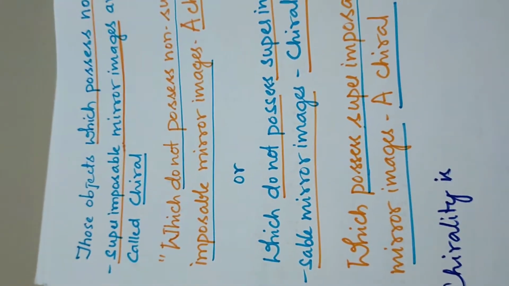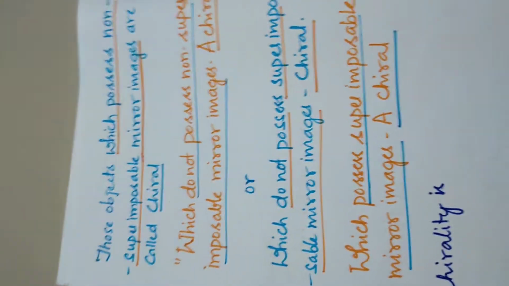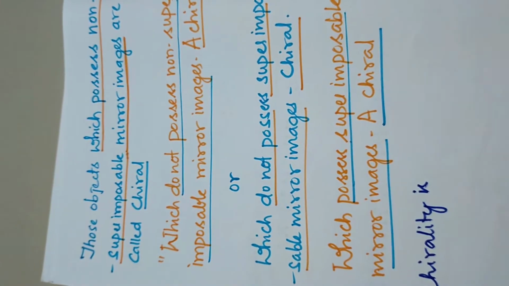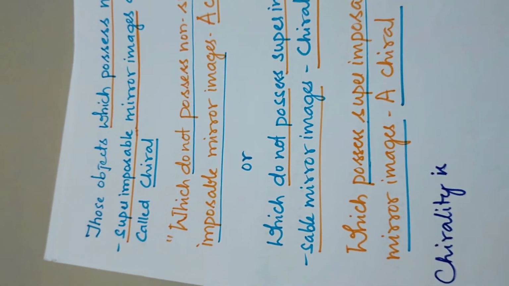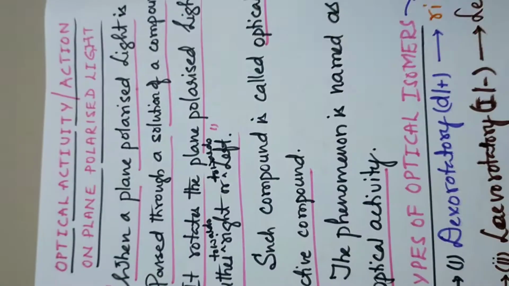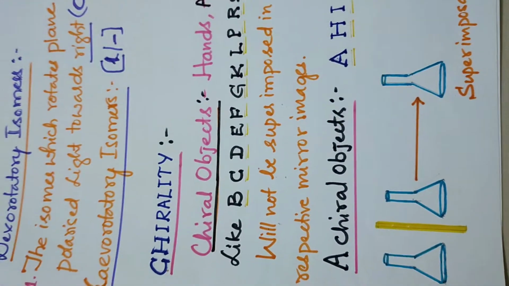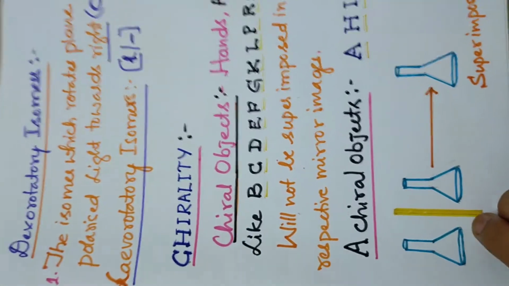Here the same thing: objects which do not possess superimposable mirror images are called chiral, and those which possess superimposable mirror images are called achiral. The same thing, and here are examples: a chiral and an achiral object, how it could be. This is about the content of chirality. Then we come to the next topic.